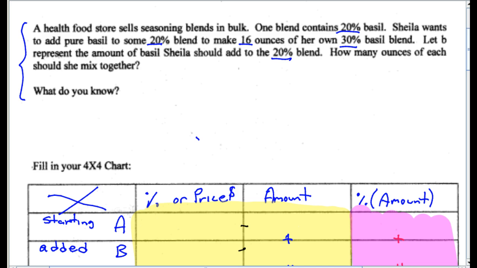So a health food store sells seasoning and blends. You've seen this only at a health food store, like Sprouts or Whole Foods and those kinds, they have those where you just go and scoop as much of whatever kind you want into one bag and make your own blend. Okay. It says one blend contains 20% basil. She either wants to add pure basil to some of the 20% blend to make 16 ounces of her own 30% blend. So let's figure out this information.